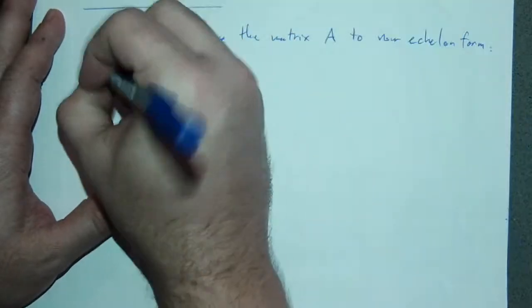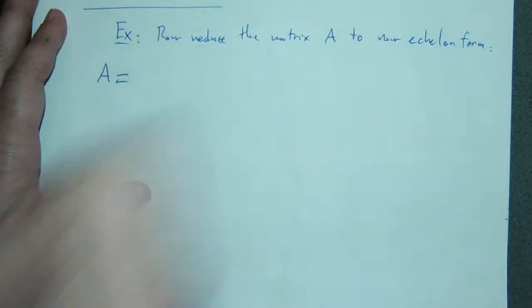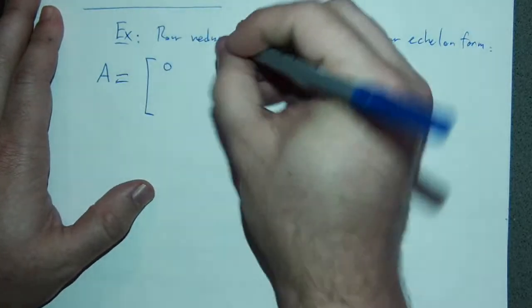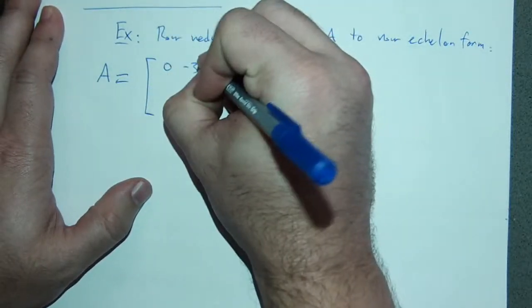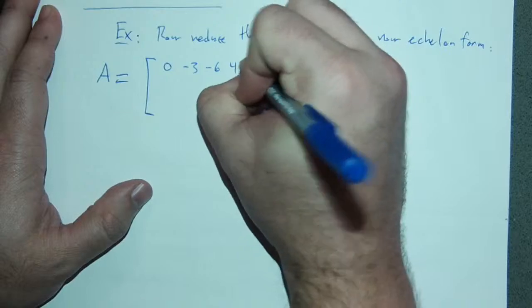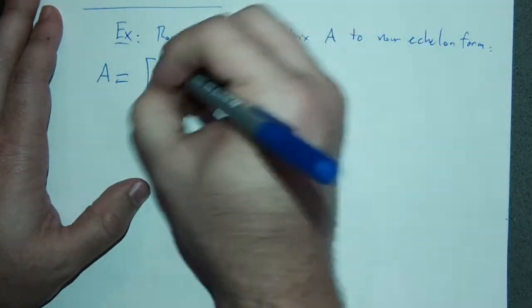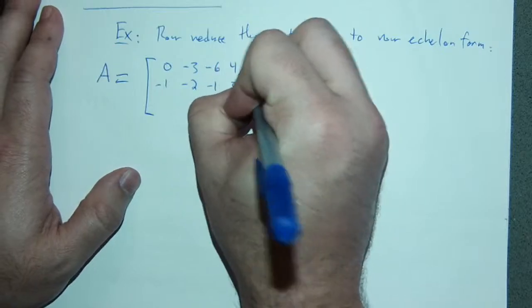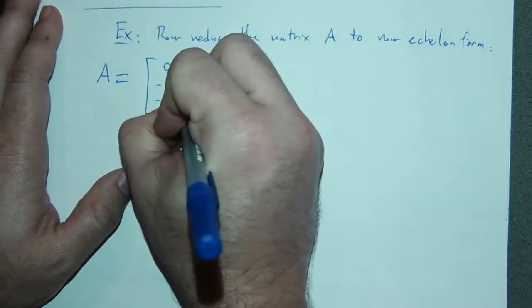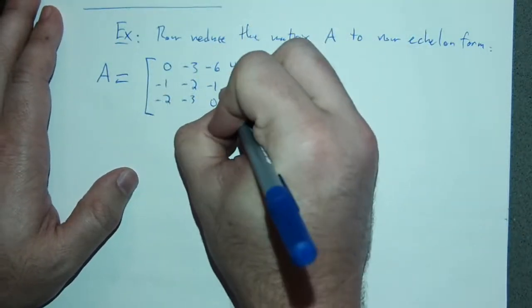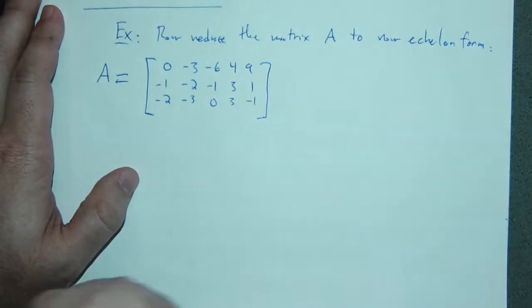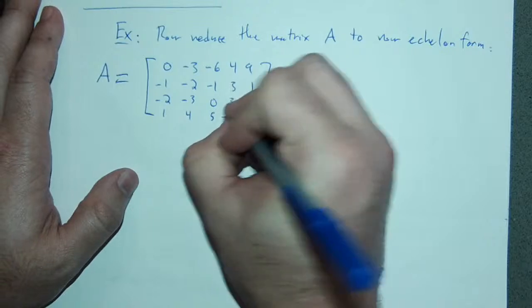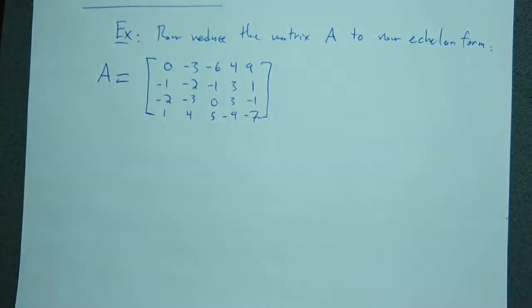So the matrix A in question, reading row wise, is 0, -3, -6, 4, 9, -1, -2, -1, 3, 1, -2, -3, 0, 3, -1, and 1, 4, 5, -9, -7.